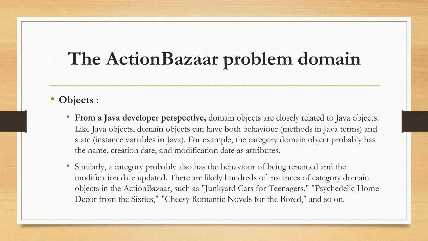Like Java objects, domain objects can have both behaviors and state. The category domain object probably has name, creation date, modification date as attributes, right? Similarly, category probably also has behaviors of being renamed, modification date updated, right? So there are likely hundreds of instances of category domain objects. So we have to represent these real world objects, the domain objects in the domain model, as Java objects. And that means when we talk about Java objects, of course, we have to define a Java class for it, right?